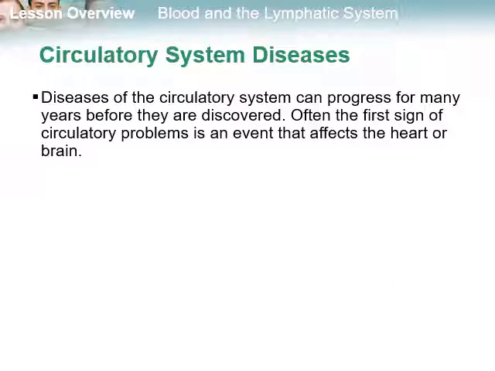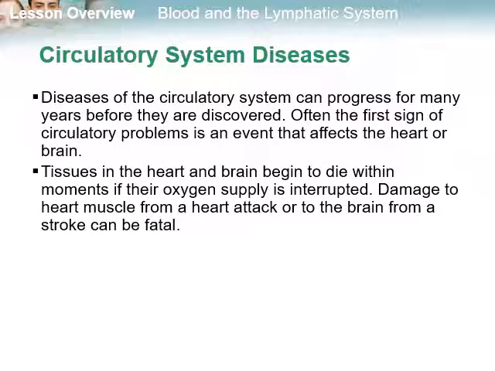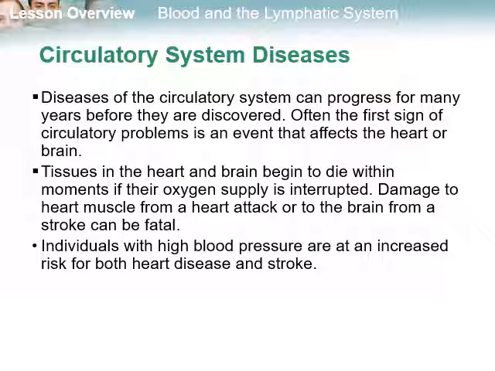Diseases of the circulatory system can progress for many years before they are detected. Often, the very first sign of circulatory problems is an event that affects the heart or brain. Tissues in the heart and brain begin to die within moments if their oxygen supply is interrupted. Damage to heart muscle from a heart attack or to the brain tissues from a stroke can be life-threatening. Individuals with high blood pressure are at an increased risk for both heart disease and stroke.